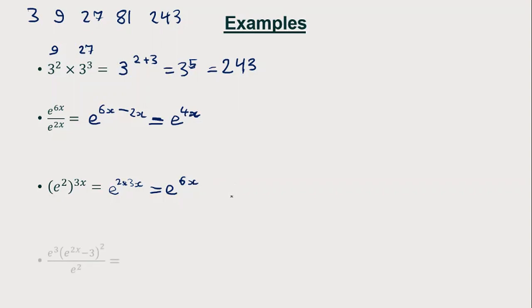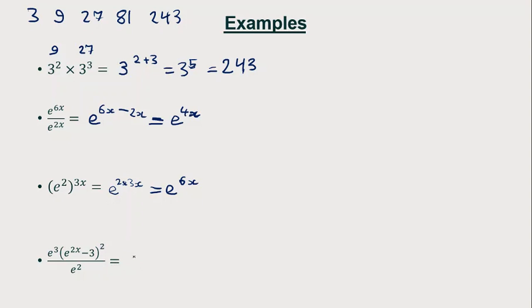So let's just have one over the top example, so combining more than one of these rules. So we have e to the power of 3 multiplied with bracket e to x minus 3 all squared over e to the power of 2. Rules of BIDMAS still need to be applied, so we need to deal with the bracket, and the only problem is that with the things inside of the bracket we can't really do anything.